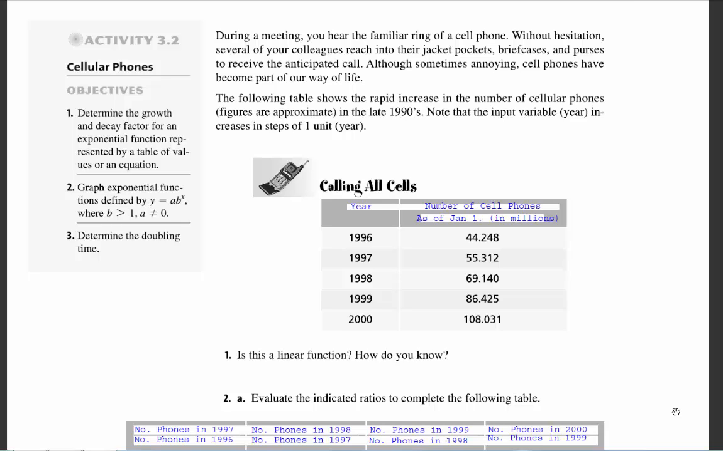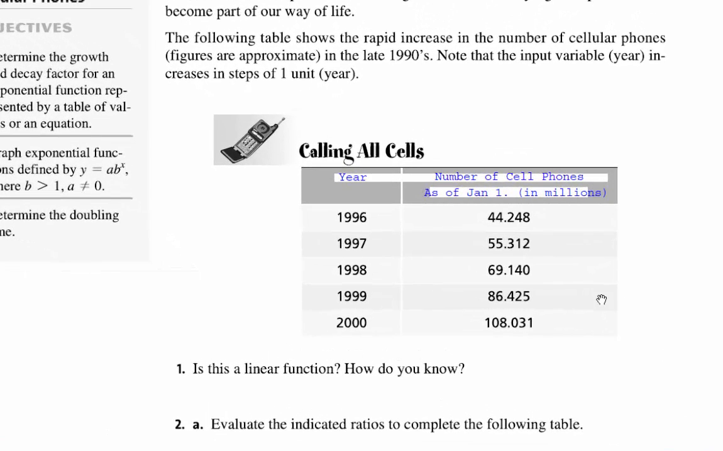So activity 3.2 begins with a problem that involves cell phones. We're provided with a table here that lists the number of cell phones in millions for the corresponding years 1996 to 2000. Right, so you can see in 1996 there were approximately 44.248 million cell phones, or 44,248,000 cell phones.